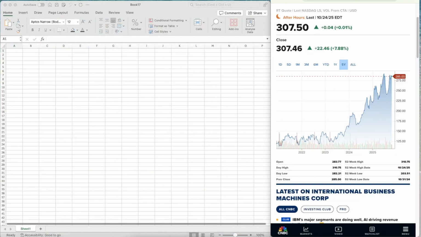Today, we're going to build a DCF model for IBM. We're going to start with a blank spreadsheet and hopefully be able to ascertain the fair value for the company. So let's get straight into it.